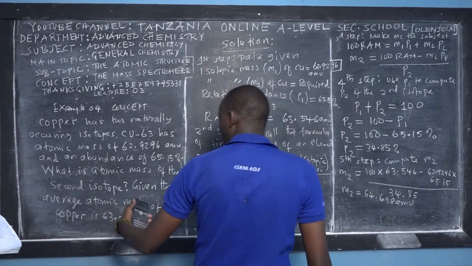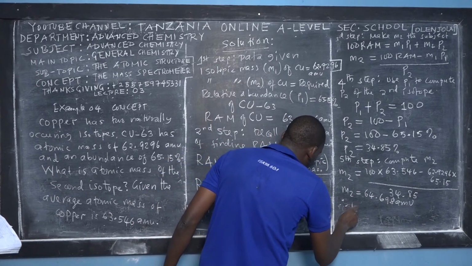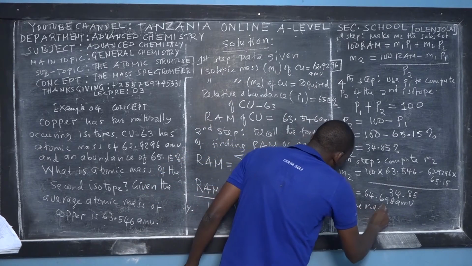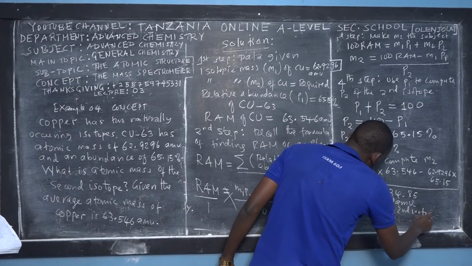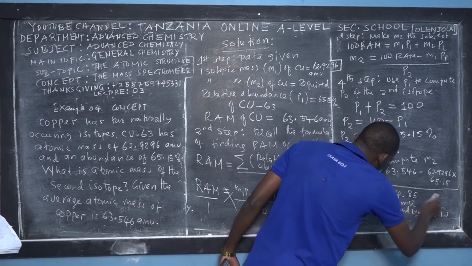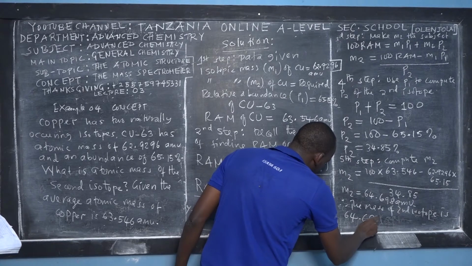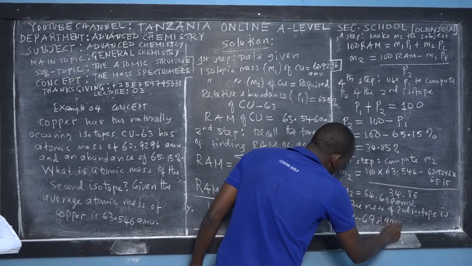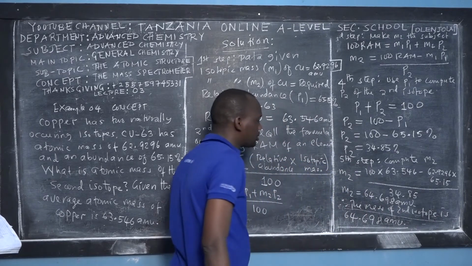So the question asks us for the mass of our second isotope, so therefore you say that the mass of the second isotope is 64.698 in 3 decimal places. So this is the final response.